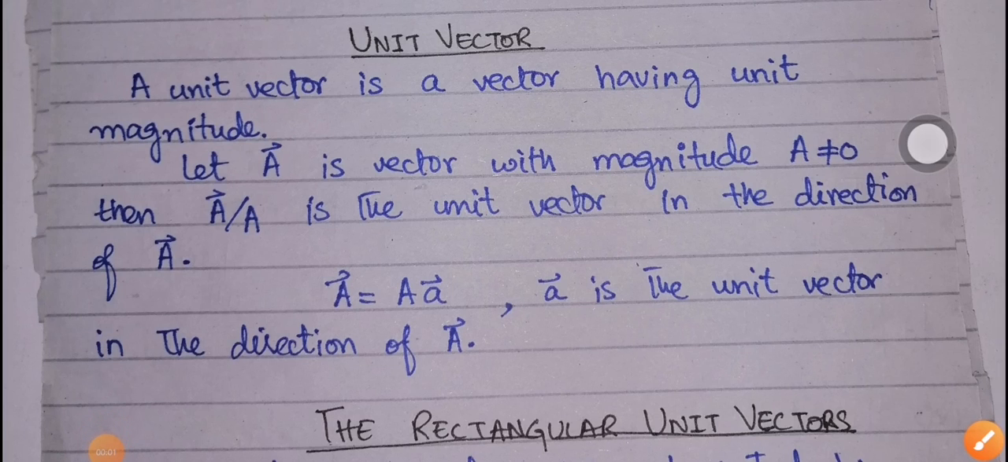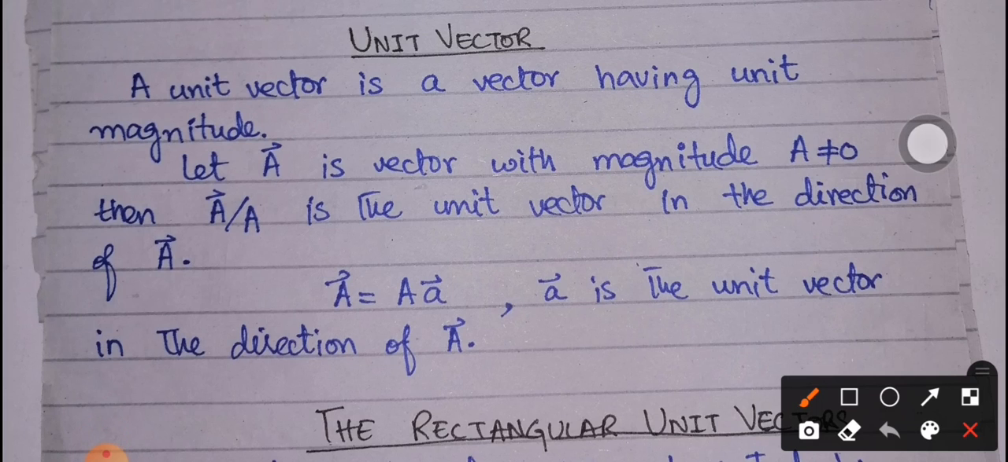Class, we have started chapter number 1, and in this video we are going to define some basic terms. The first one is unit vector. As is clear from the name, unit means 1, so a unit vector is a vector with magnitude 1, as we discussed about the null vector, that it is a vector with magnitude 0. So a unit vector is a vector with magnitude 1.